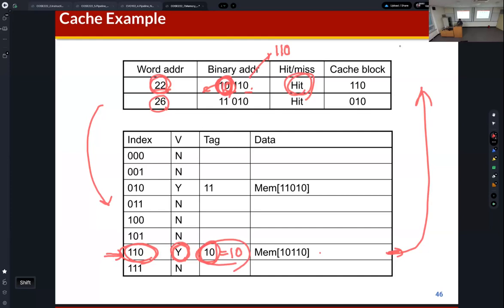So what is the benefit? The benefit is that, as I mentioned, the test is very fast. So if you get a hit, the data will be provided to the processor very quickly, because cache is fast. 26 is the same. Cache index is 010. It's valid. Let's compare the tag. Tag is 11. It's the same. It's a hit. Then data is provided to the processor. Okay.